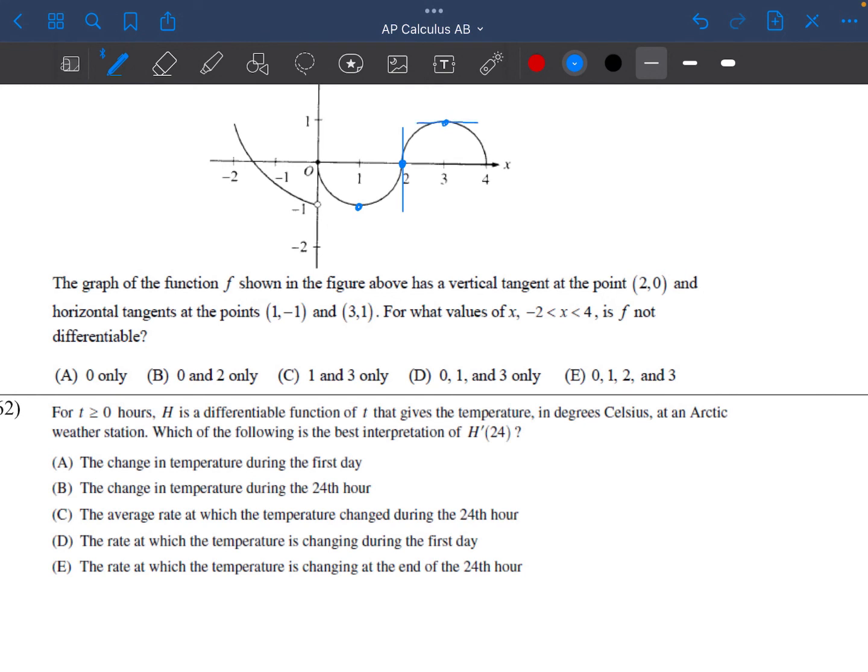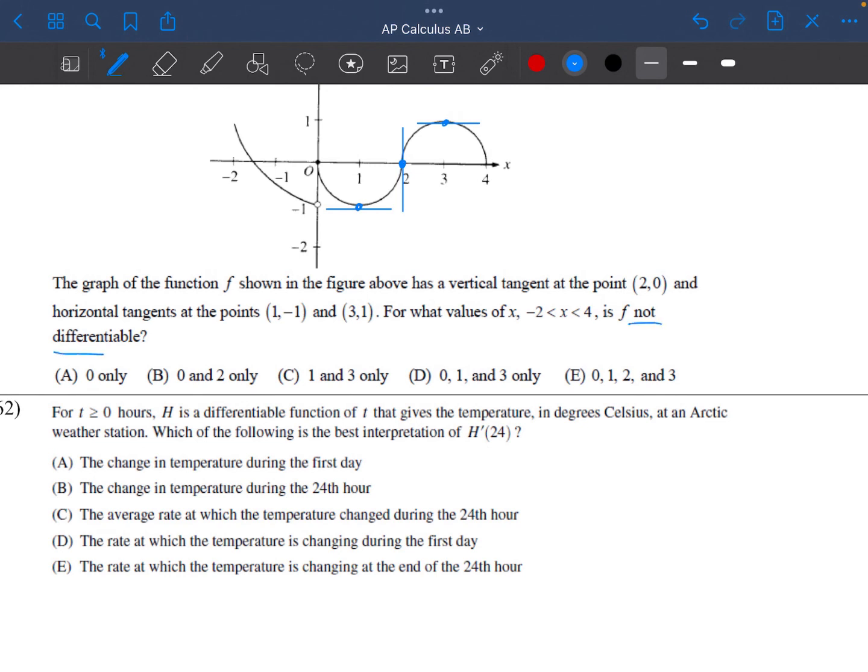So we'll have a tangent line that is 0, a tangent line that is 0. Oh, that was a bad line. I'm just going to undo that. Try again. Good enough. For what values between negative 2 and 4, so everything, is f not differentiable?